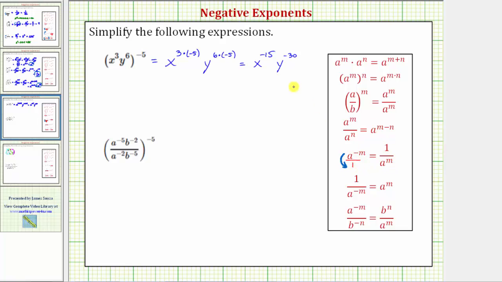So applying the exponent property to x to the negative 15, y to the negative 30, let's first write this as a fraction with the denominator of 1. And now if we write this with both bases in the denominator, the sign of the exponents will change. So this is equal to 1 over x raised to the power of positive 15, y raised to the power of positive 30.